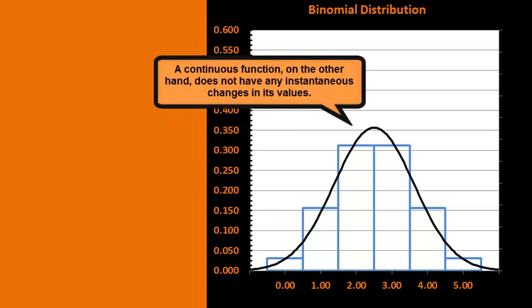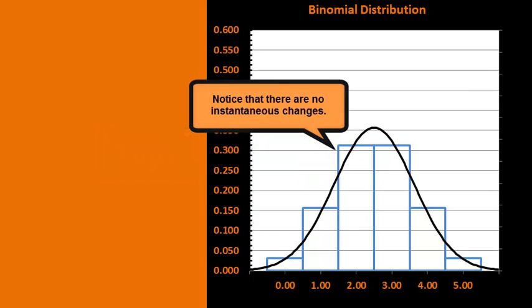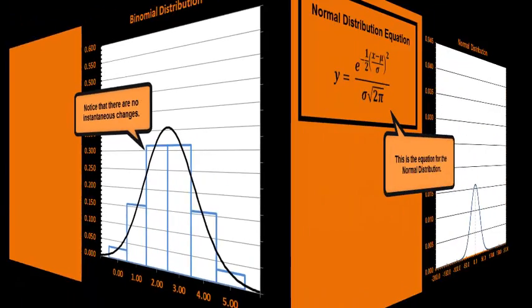A continuous function, on the other hand, does not have any instantaneous changes in its values. The function shown in black is a continuous function. It happens to be a normal distribution we will discuss momentarily. Notice that there are no instantaneous changes.